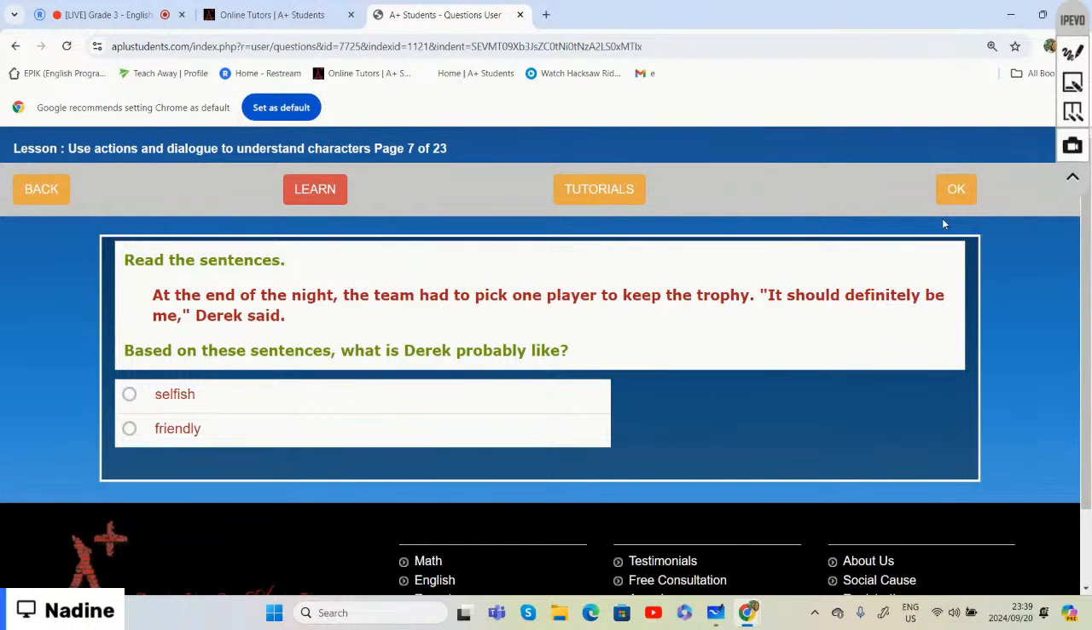All right. It says at the end of the night, the team had to pick one player to keep the trophy. It should definitely be Derek. Definitely be me, Derek said. Now we need to basically say what Derek probably is like. What is Derek like?